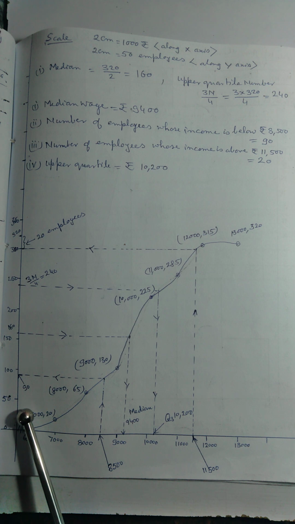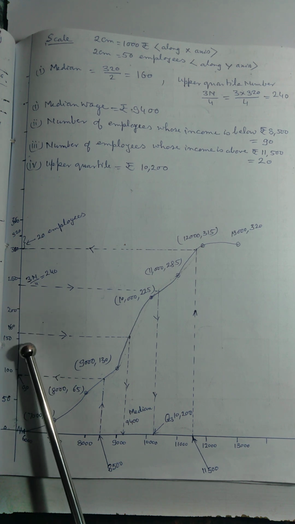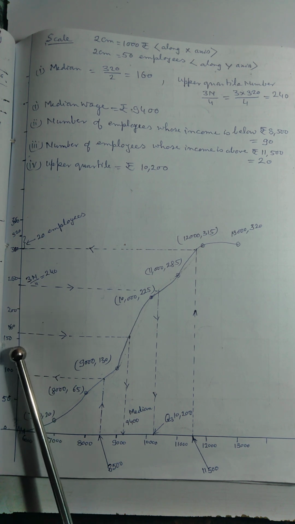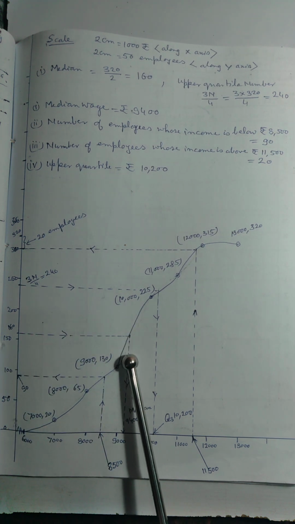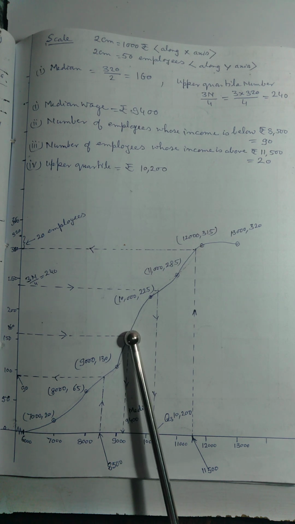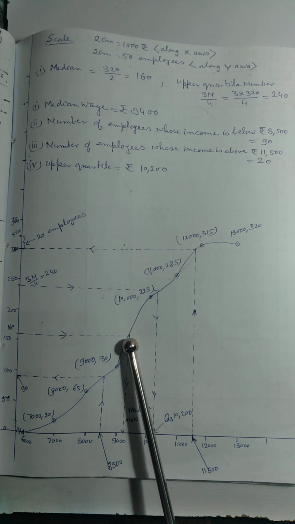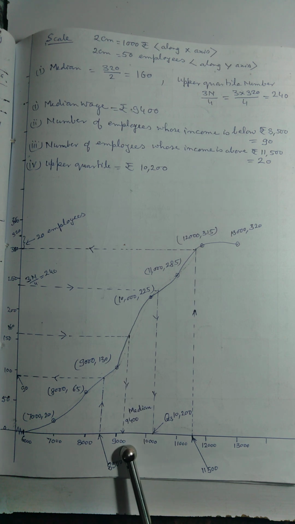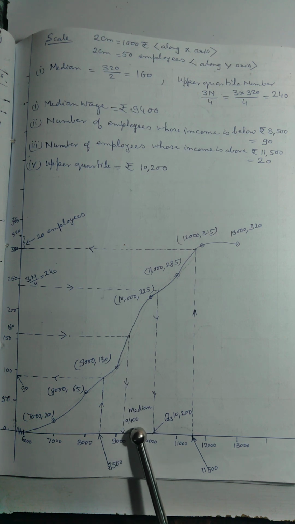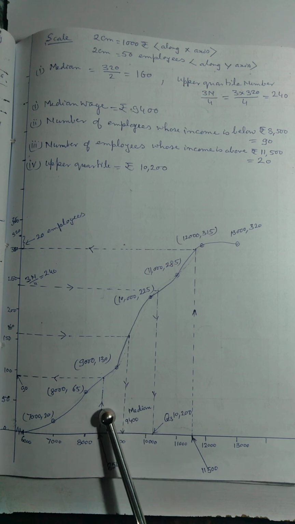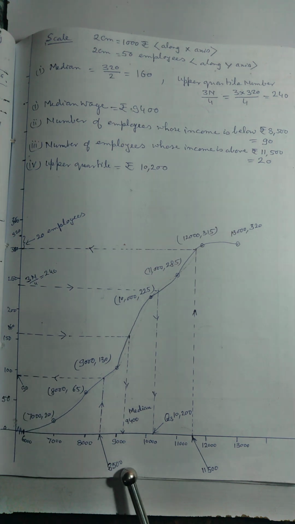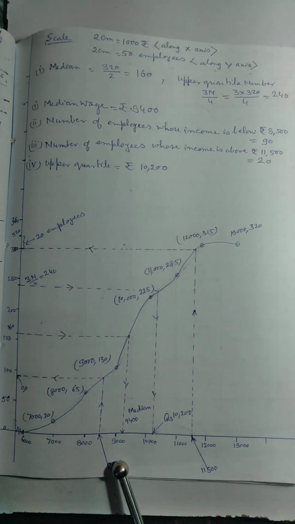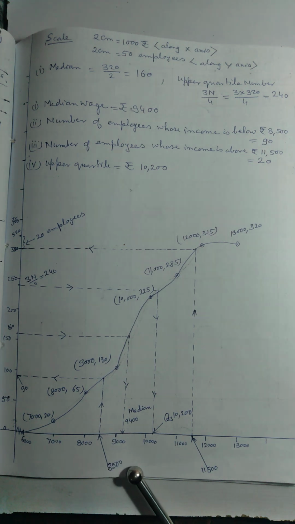So once we have to find out the median, you see that n by 2. What is n by 2? That is 160. From here you draw a line parallel to the x-axis. Drop the perpendicular from the intersecting point where the ogive is intersected. So it will be 9,400. It means 9,400 will be the median. Our first quartile, that is 90 here. You see the 8,500, 8,000.